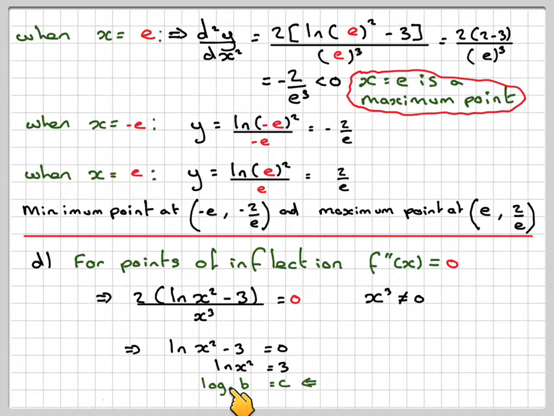Again, using log to the base a of b is equal to c, b is equal to a to the c. That'll give that b, which is x squared, is equal to e cubed. And to find x, we need to take the square root. And again, we're going to get a positive and a negative answer. So be careful, if you take that 2 down in front, you might miss one of the points of inflection.